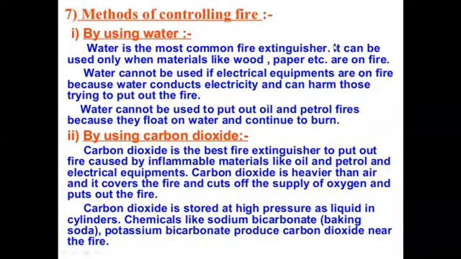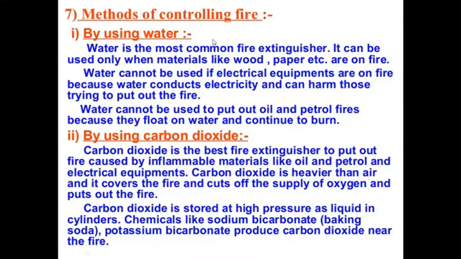One more thing, children: you must have heard that when the clothes of a person catch fire, the person is covered with a blanket to extinguish the fire. Can you tell how that is possible? When the person who has caught fire is covered with a blanket, the blanket cuts the supply of oxygen, and the fire can be extinguished.